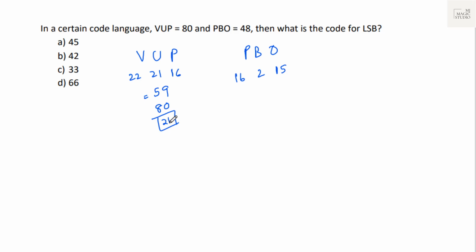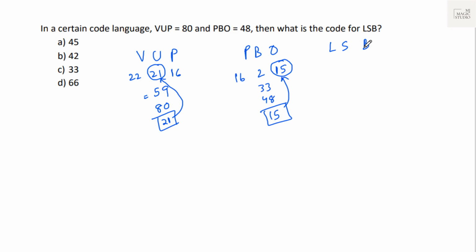So here the difference is 21. Here 31, 33, but it is given as 48. Here the difference is 15. We can see that 15 is available here out of these three numbers. 21 is also available here. 21 is the second largest. 15 is the second largest.